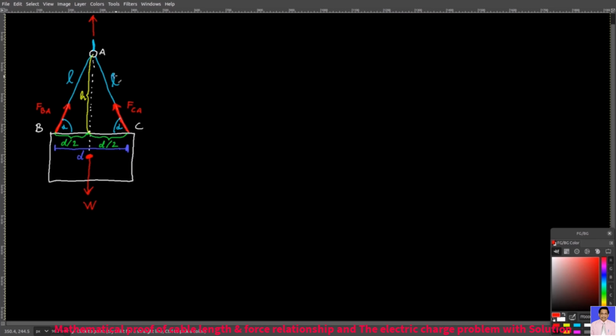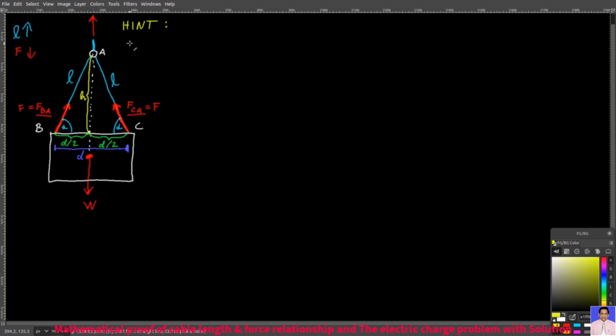Now in this exercise, you don't have to calculate anything specifically. I challenge you to mathematically prove that as this length goes up, this force and also this force, which we can just call F because they're equal, goes down. We had a problem where you saw it conceptually, but now I challenge you to mathematically prove it.